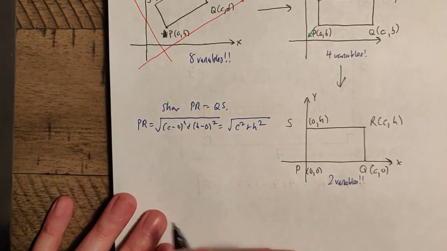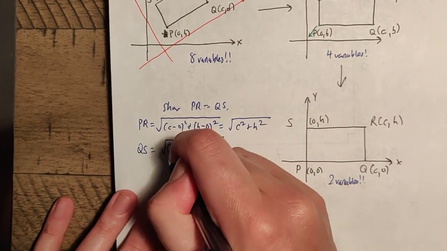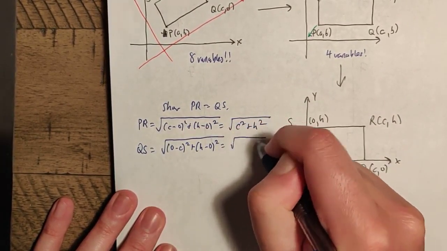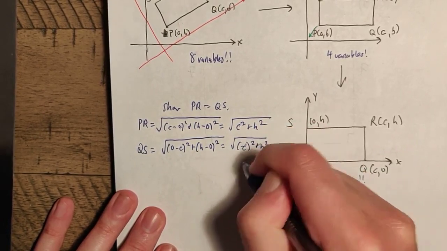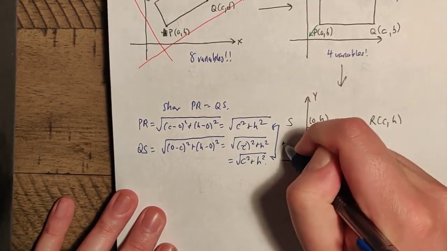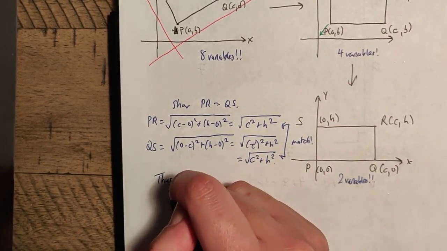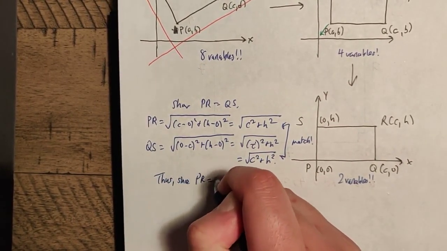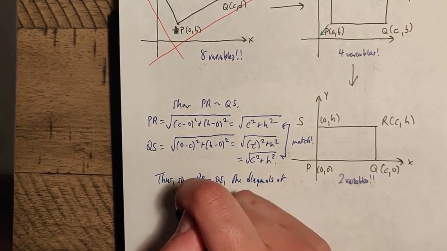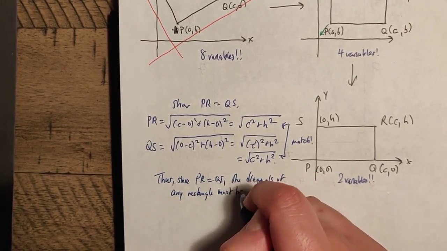And now we want to do the same thing for QS. Again, the distance formula is going to help us here. It's going to be the square root of 0 minus C squared plus H minus 0 squared. And that is negative C all squared plus H squared. And that is indeed the square root of C squared plus H squared. And we see that we have a match. So note that now we can say that, thus, since PR equals QS, the diagonals of any rectangle must be congruent.